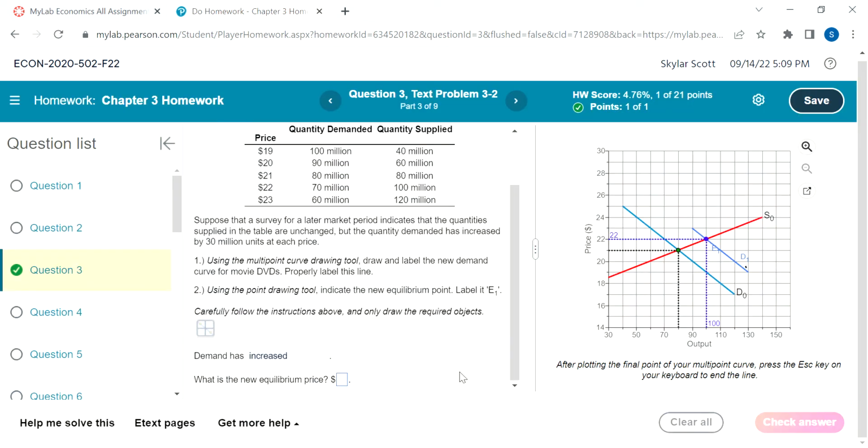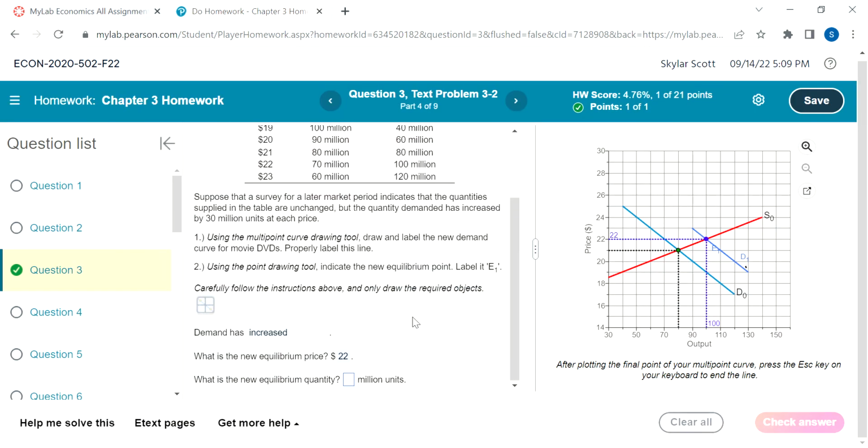What is the new equilibrium price? So remember, price is going to be on the y-axis here, and it's labeled right there at $22. What is the new equilibrium quantity? Quantity is going to be on the x-axis here, labeled as output in this exercise. We labeled it in our lecture with just a Q, but the new quantity demanded is going to be 100 million units.